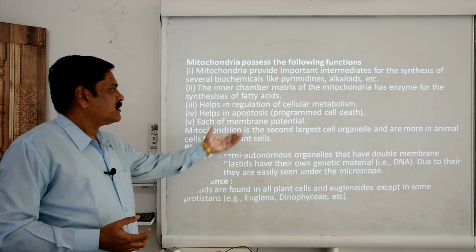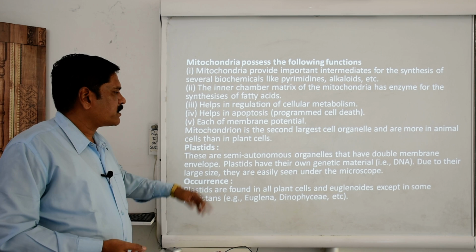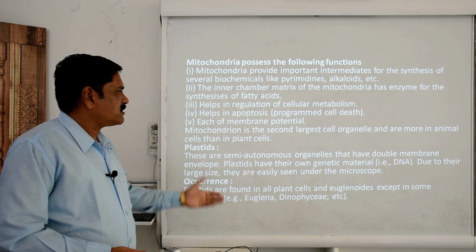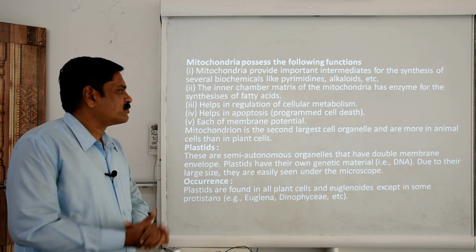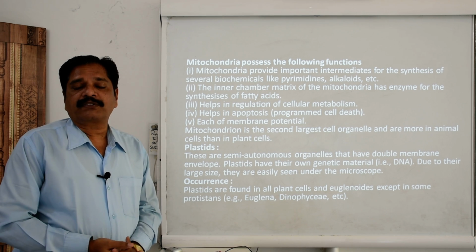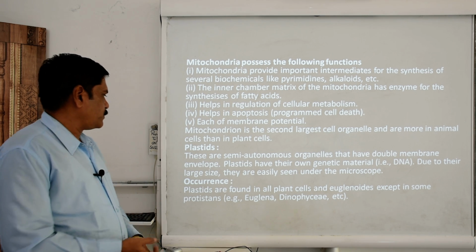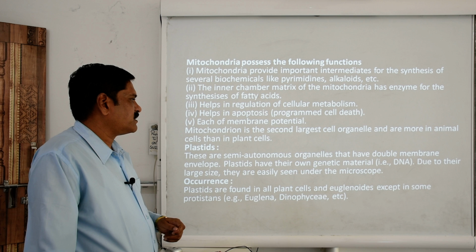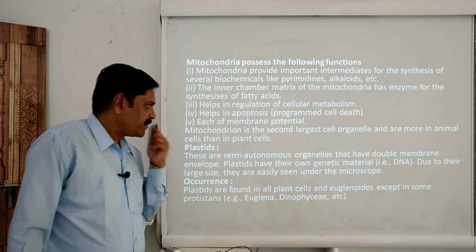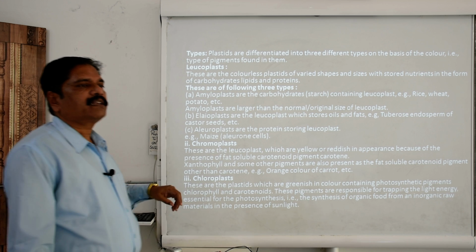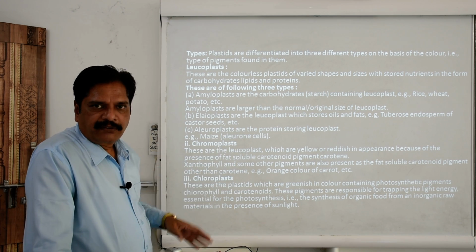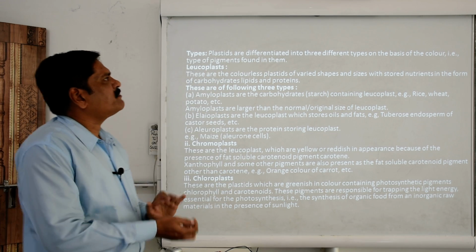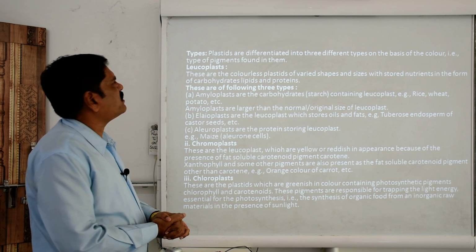Clear? It is also a double membrane structure. They have their own genetic material, specifically DNA, and they are also quite big in size, so they can even be seen with the help of a simple compound microscope. They are present in the plant cell, and also in euglenoid cells. You know that euglenids are considered the connecting link between the animal and the plant cell. Clear? Now when we talk about their types, they can be basically differentiated into three types.